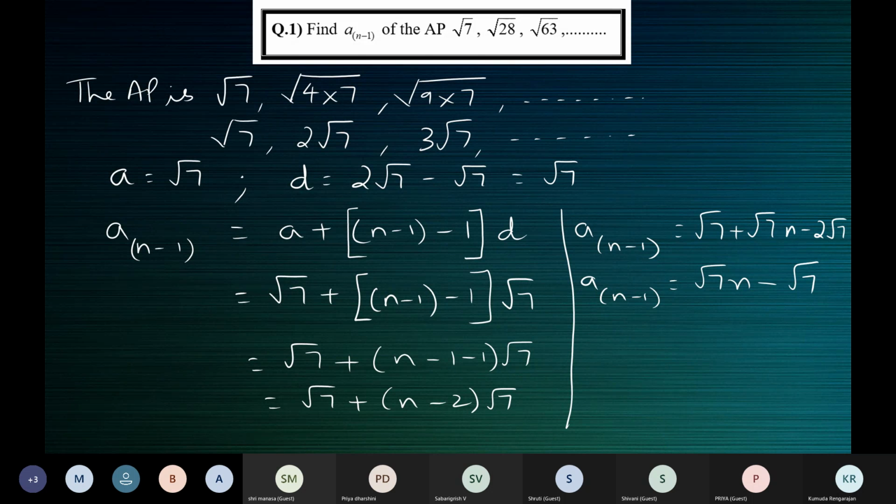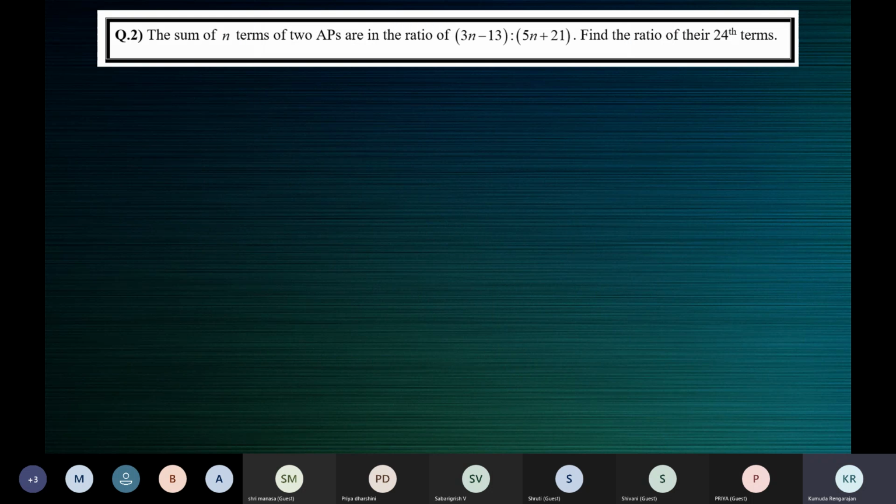Okay, this is your second question. The sum of n terms of two APs are in the ratio. I think once we also did it in the class. The sum of the n terms of two APs are in the ratio 3n minus 13 is to 5n plus 21. Find the ratio of their 24th terms.